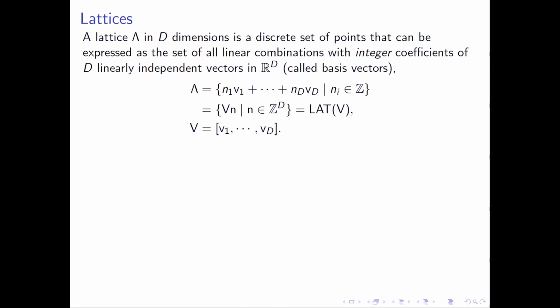There are many different ways to define a lattice. The following definition is easier to work with than the more abstract definitions. A d-dimensional lattice can be defined to be the set of all linear combinations of d linearly independent vectors in R^d with integer coefficients. The basis vectors, expressed as column matrices, are arranged as the columns of a d by d matrix V called the sampling matrix. We say that the sampling matrix V generates the lattice lat of V.